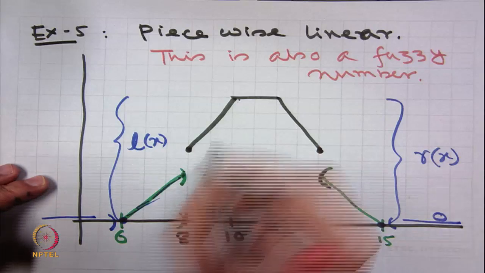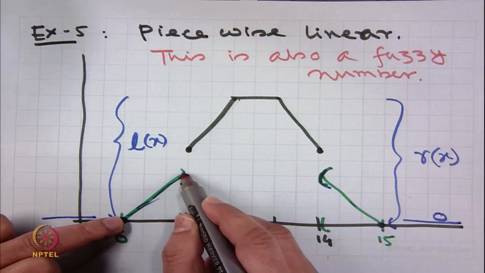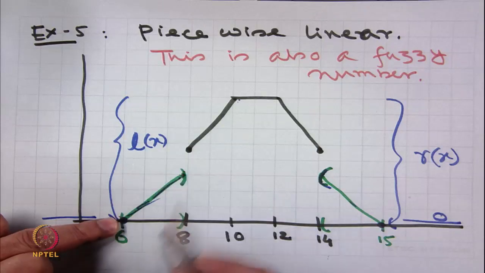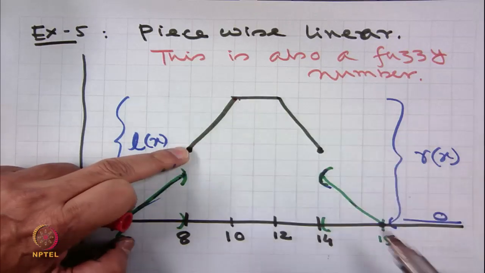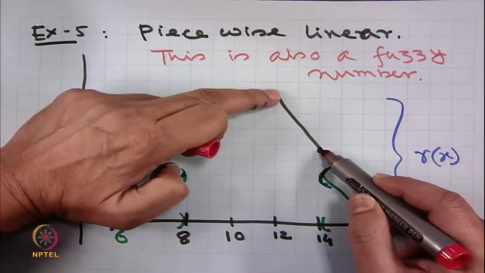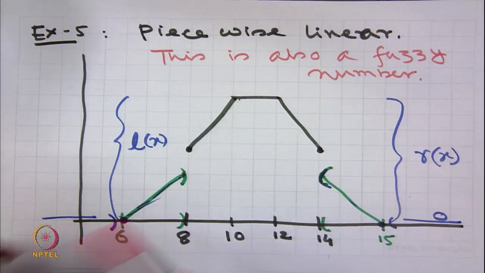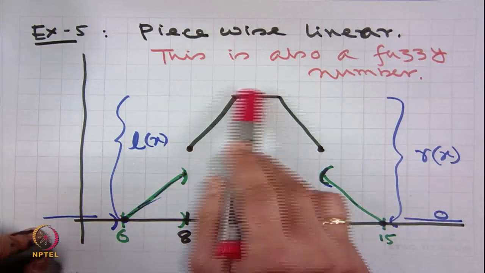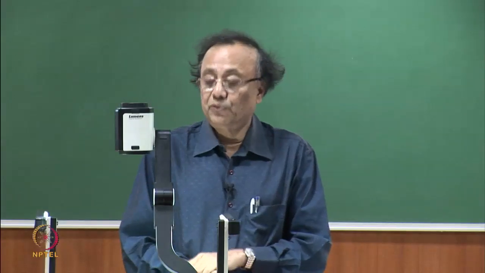I would like you to work out these functions, because the equation of this line comes from the fact that between 6 to 8 it is growing from 0 to 1/3. Between 8 to 10 this line is going from half to 1. Similarly, this is from 1 to half, and this is from 1/3 to 0. Therefore, we can easily find the equations of the 4 line segments, and here the value is 1 anyway. So, that gives us the definition of a piecewise linear fuzzy number.